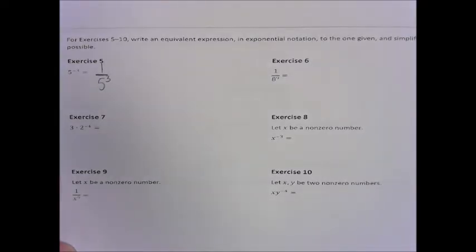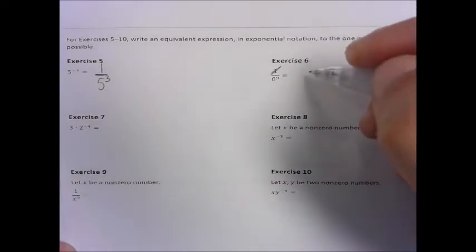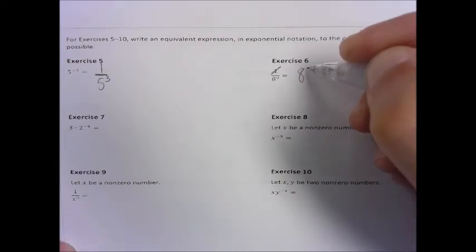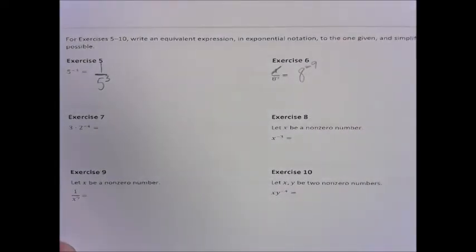It's the same thing with exercise 6, we're just looking at it a little bit backwards. We have 1 over 8 to the ninth power. So how do we convert that back using a negative exponent? Well, if we get rid of the 1, we have the base of 8, and now we have that to the negative ninth power. Those two are equivalent.